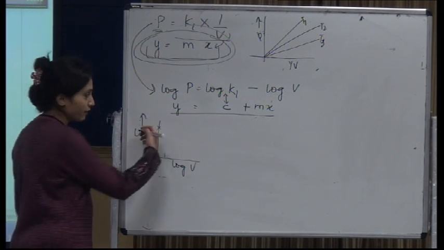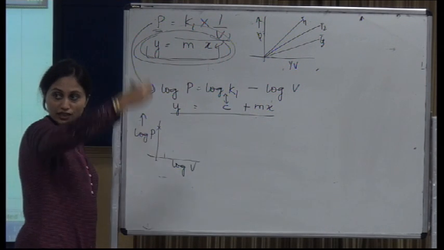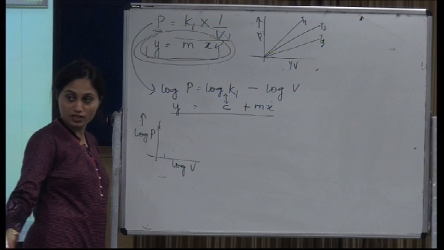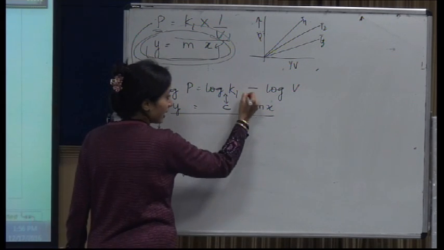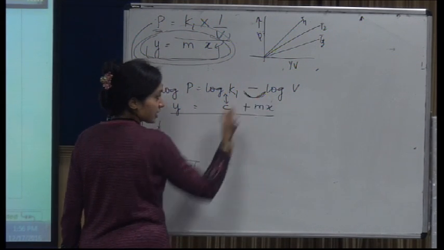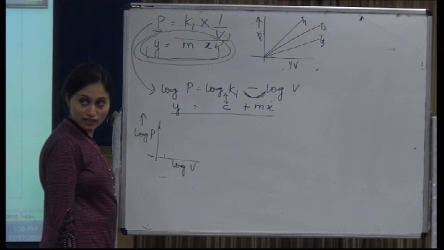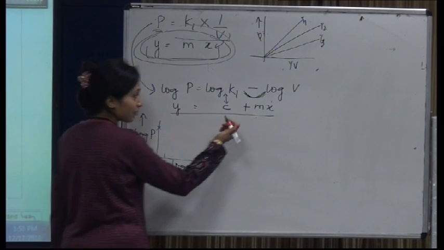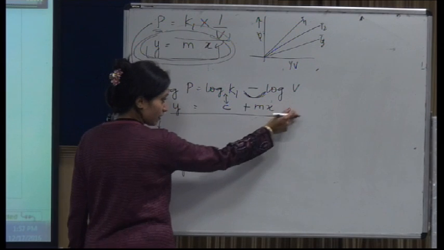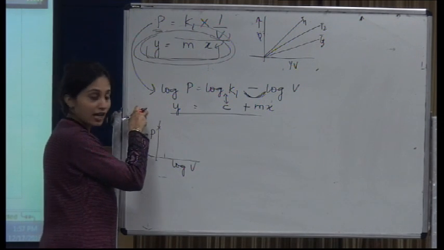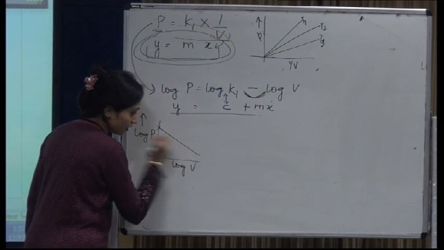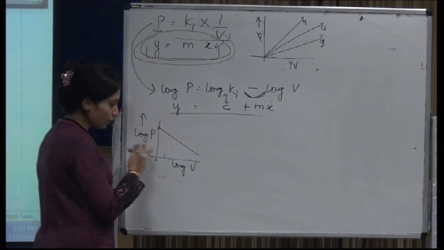And now what will happen? Will it be a straight line with a negative slope or a straight line with a positive slope? It will be decided by the coefficient which is here. What is the coefficient here? Minus 1. So in this case, because this is an equation of a straight line, I will get a straight line with a negative slope. So the graph will look something like this.